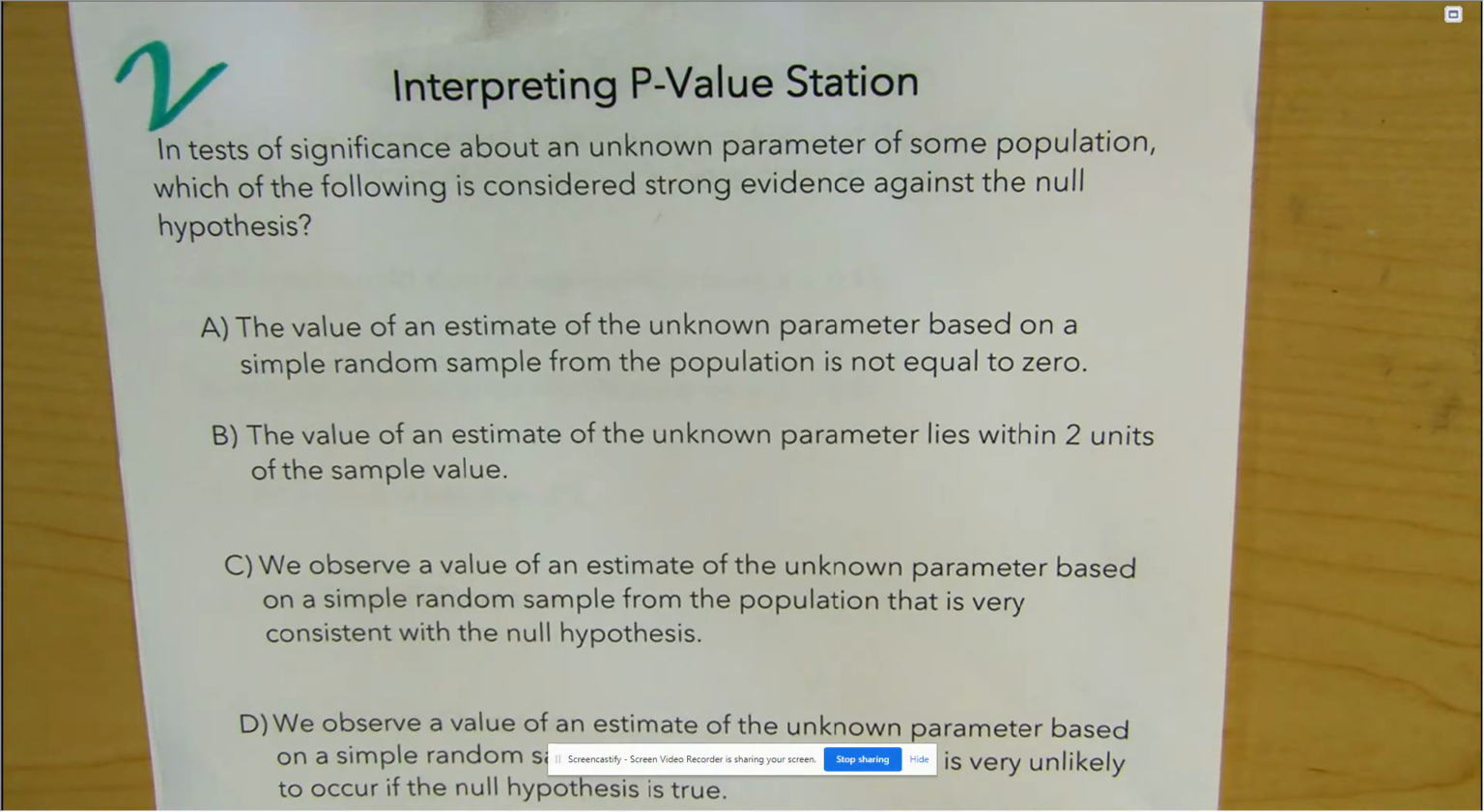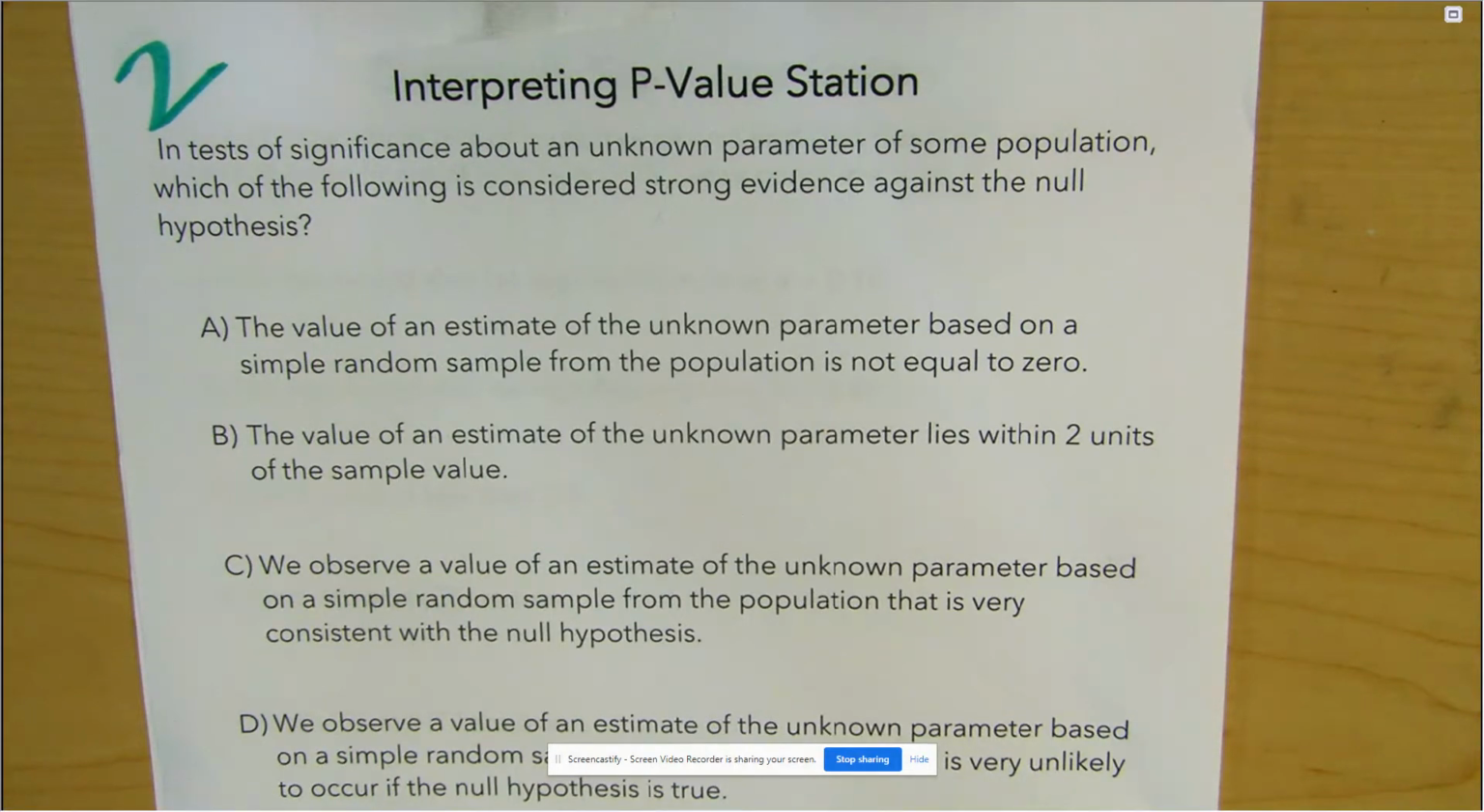Which of the following is considered strong evidence against a null hypothesis? So, strong evidence against is like, what is considered strong evidence? When are we rejecting the null? So, it's overall testing if you understand what a significance test is.